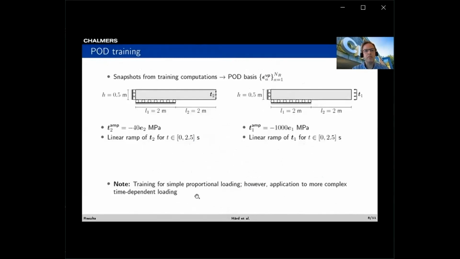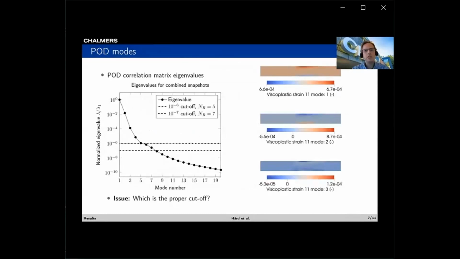And this becomes a discrete system, of course, where NR is now the number of modes that we have here to solve for. So considering a prototype problem, we have a beam-like structure where we apply loads in the vertical and horizontal direction at the endpoint. And for generating the basis, we consider two simulations with simple proportional loading only. But in the application example to come, we will combine these loads. So just to illustrate, we have a set of the first three basis functions in terms of viscoplastic strain fields illustrated here together with the eigenvalue spectrum for the POD.